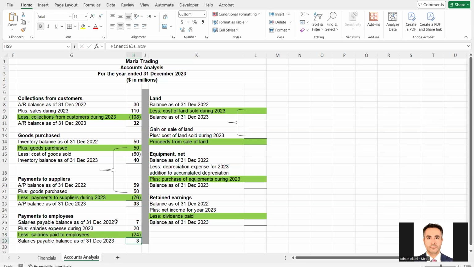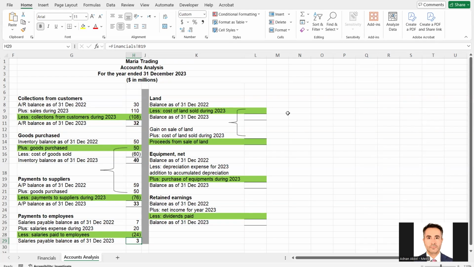What is the logic here? I started the year with 7 million liability towards my employees. During the year, they provided me with services. I recorded salary expense of 20. Now, if these salaries were not paid, my total liability towards employees would have been 27. Since it went from 27 to 3, the difference is the actual cash paid to the employees.